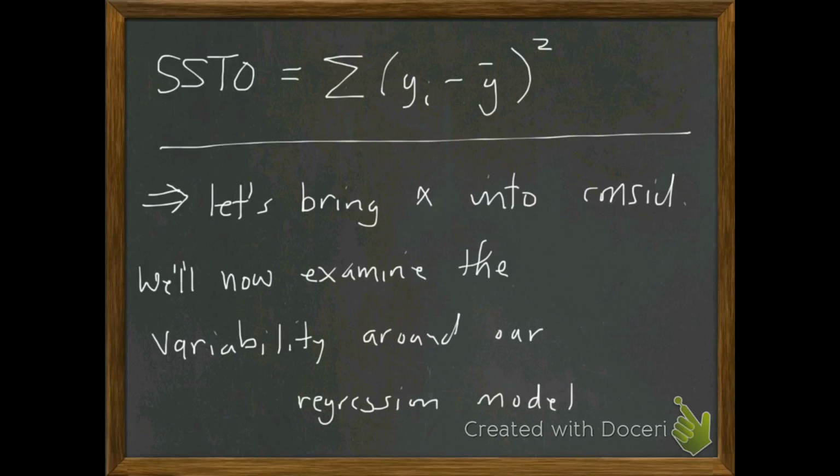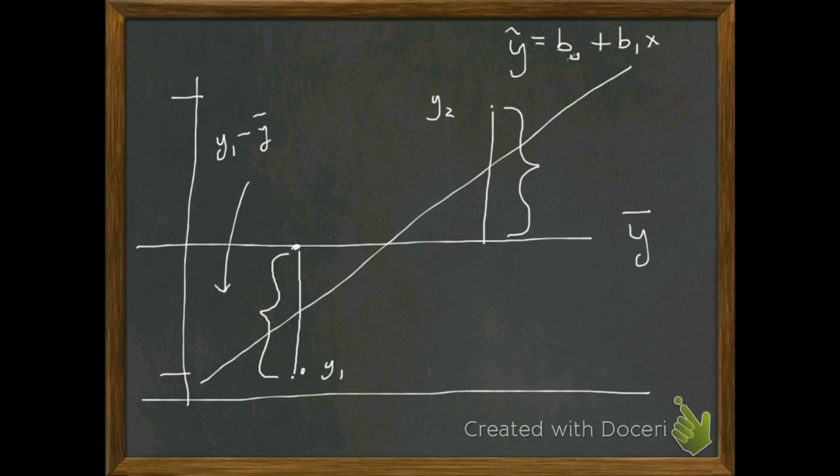So back to our drawing, what we now want to do is come in and examine the difference between the y value and what our model predicts it to be. So here we would take y1 minus the predicted value for y1. And guys, it's been discussed many times that we call this the error or the residual.